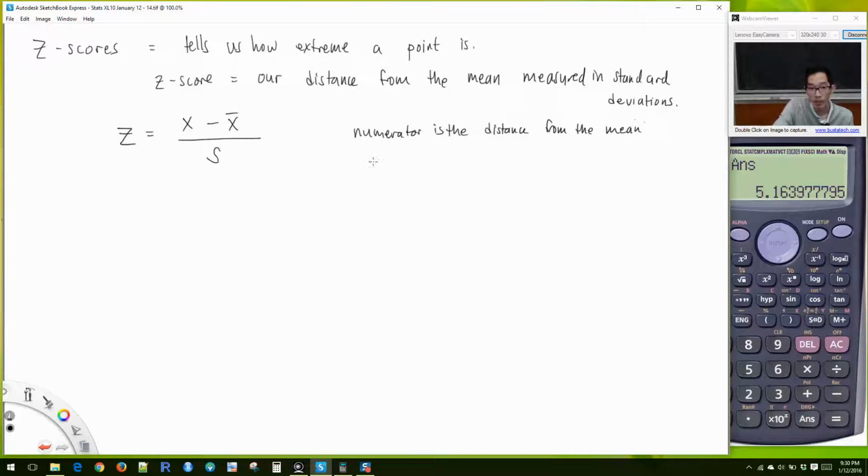And then we divide by S, the standard deviation. Okay? And so I hope that gives you a sense that, oh yeah, this is the distance from the mean measured in standard deviations. This is not that big of a deal. It's just like saying, how far is that door from me?